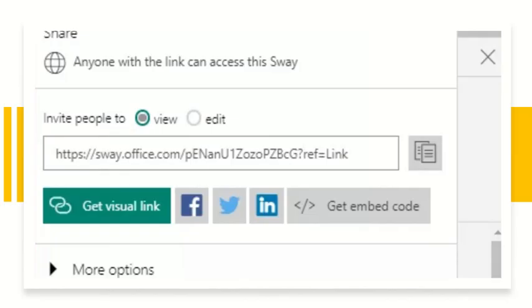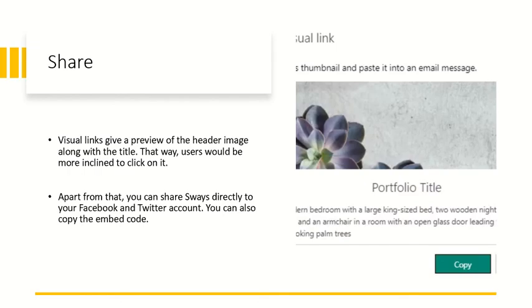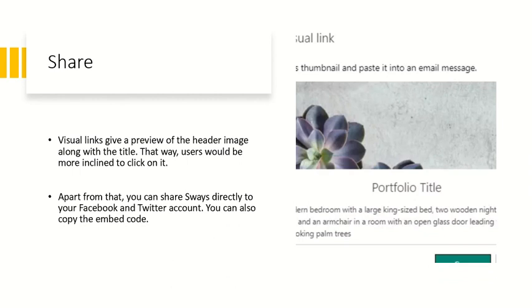Here you can see we click on the share button. Here you can see too that anyone with the link can access this Sway. And you can say if you want them to view or edit and then get that visual link. If you do the visual link, that's going to give them a little preview of the presentation that you have. It just gives them that little thumbnail.